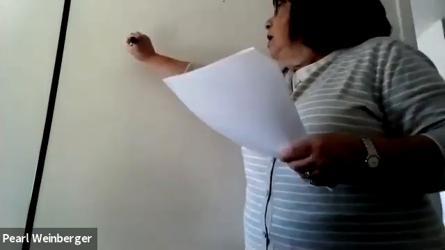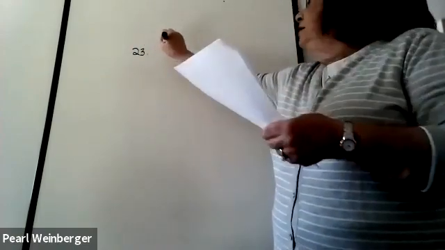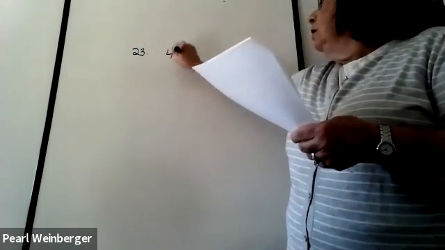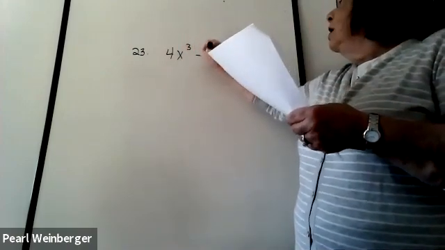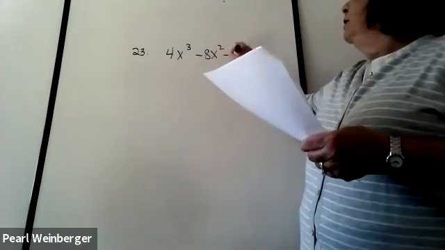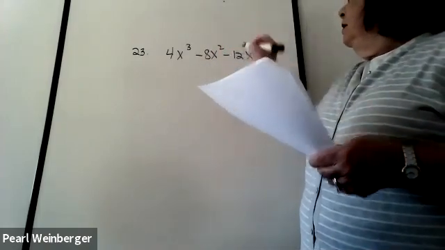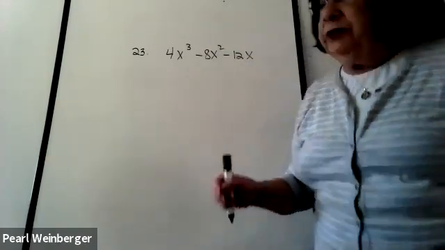Now in question number 23, it says factor completely 4x to the third minus 8x squared minus 12x. And again, as in all factoring, I look for a common factor first.